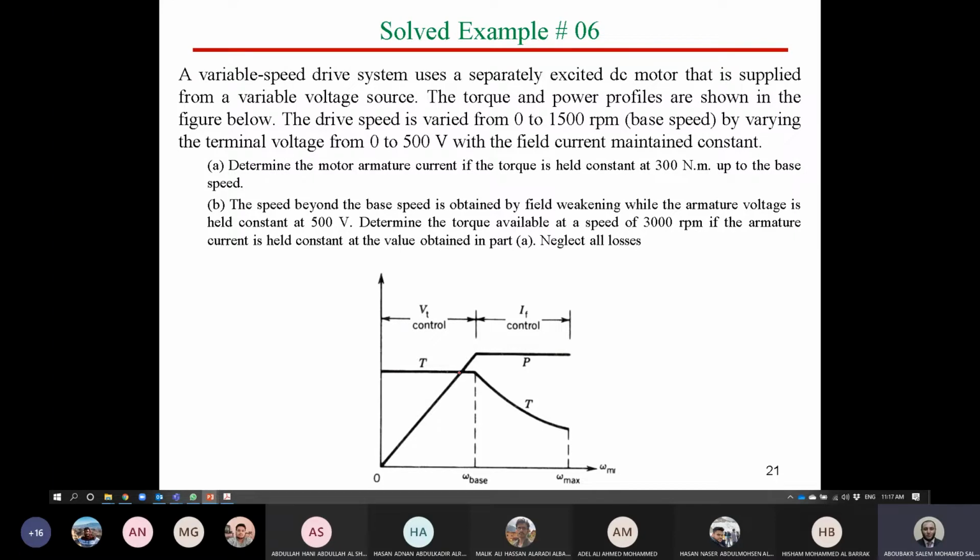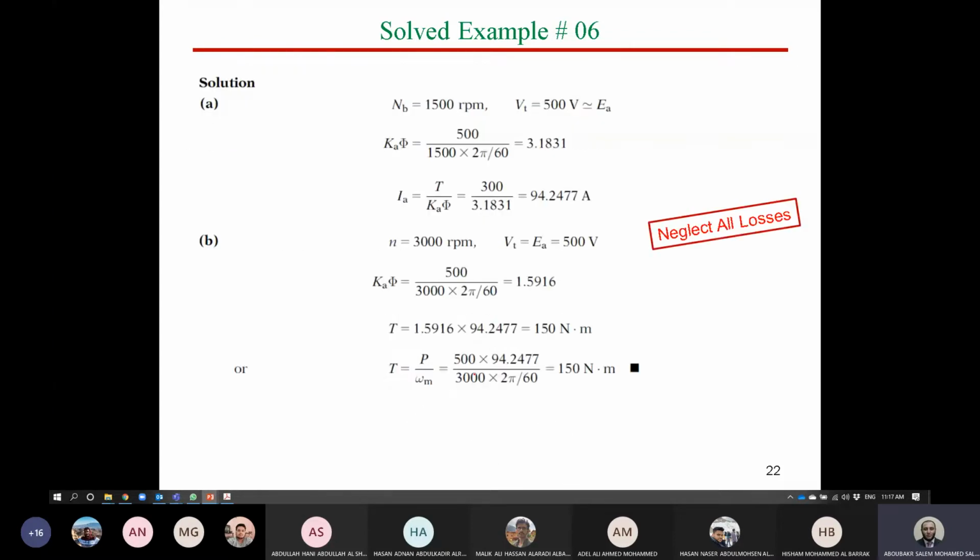What we have now, we have the voltage range, we have the speed range. Of course we can start using any of the operating points. This means that we can get the base speed here of 1500 RPM at 500 volt. So let's start calculating from that point. At the base speed of 1500 RPM, VT equals 500 volt, and also EA equals 500 volt.